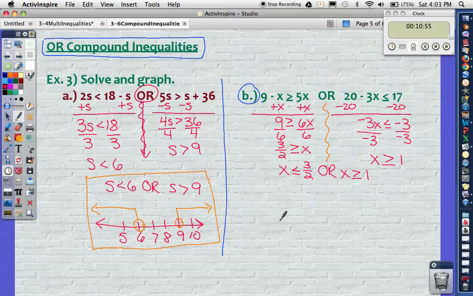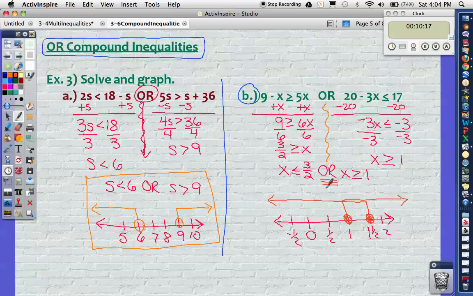Now let's think about this. Zero, 1/2, 1, 1.5, and 2, and so forth. If I have all the numbers that are less than or equal to 1.5, I would have a filled in circle here, and I would be shading to the left. But if I have x is greater than or equal to 1, I would have a filled in circle here, and I'd be shading to the right. This is an or, which means if it satisfies either one of the inequalities, it is a solution.